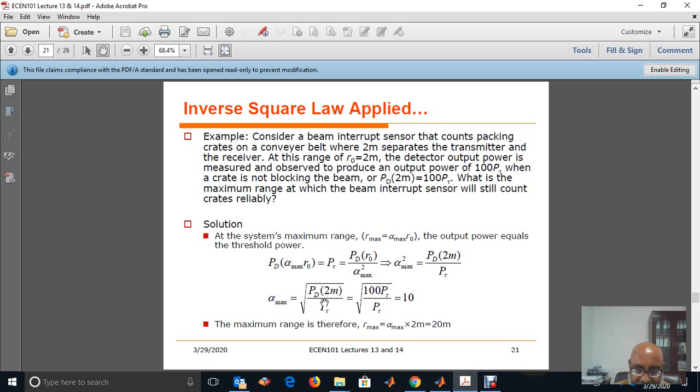So PD at 2 meter is 100 P tau, and divided by P tau, I have alpha max equal to square root of 100, which is 10. That means the maximum distance is alpha max times 2 meters, that is 10 times 2, 20 meters. So this beam interrupt sensor can count until a maximum distance of 20 meters between the transmitter and the receiver.